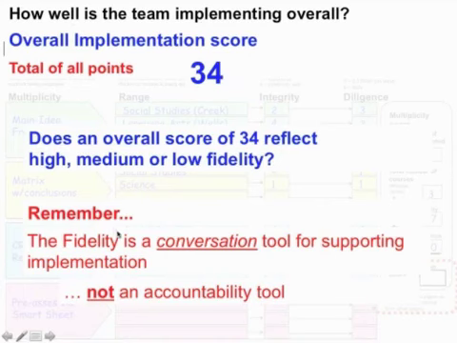Now remember, this is supposed to be mostly a conversation tool for supporting implementation, not an accountability tool. What we're doing with these tools is we'll use this at the beginning to discuss what good implementation looks like in terms of these 4 dimensions: multiplicity, range, integrity, and diligence.